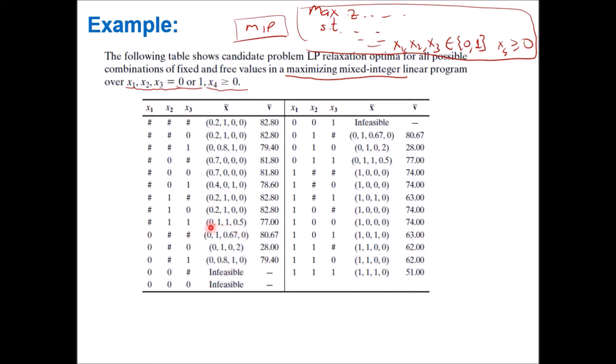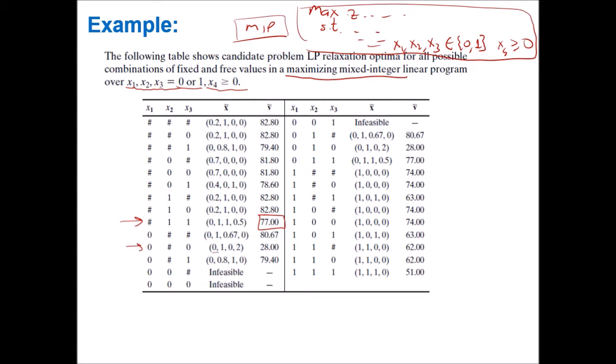Now look at this one. x1 is integer, x2 is integer, x3 is integer. This last one is x4, and x4 is a continuous decision variable, so it is not restricted to be integer. It means that this can be the optimal solution because all integer restrictions are satisfied, and its objective function value is 77.